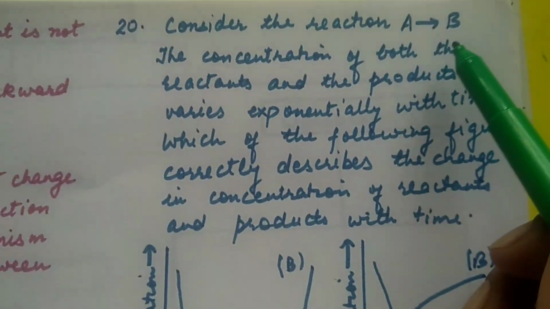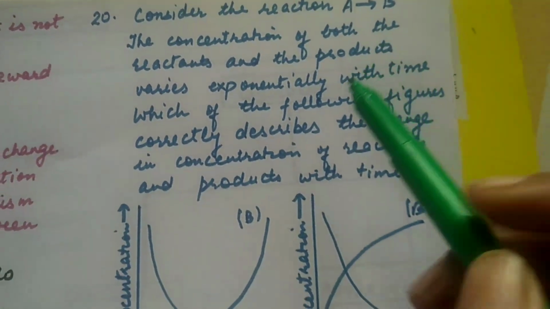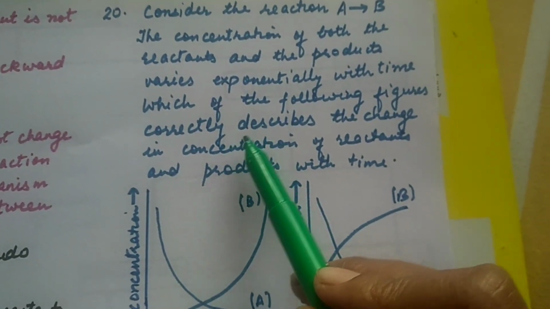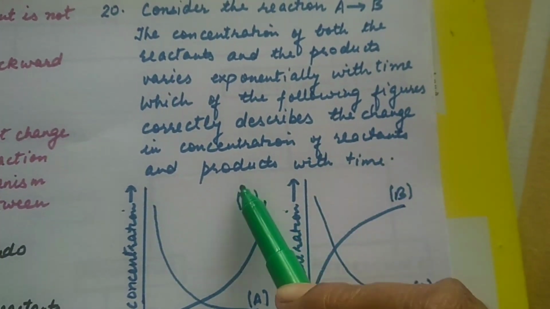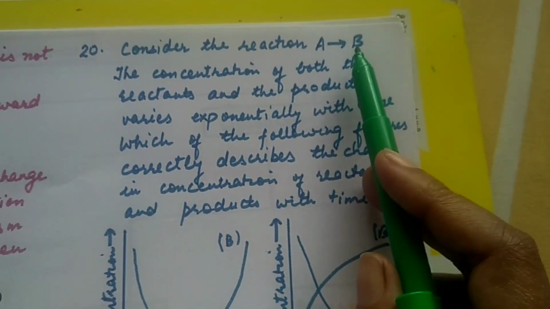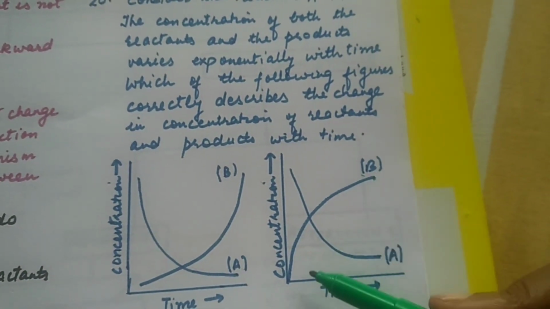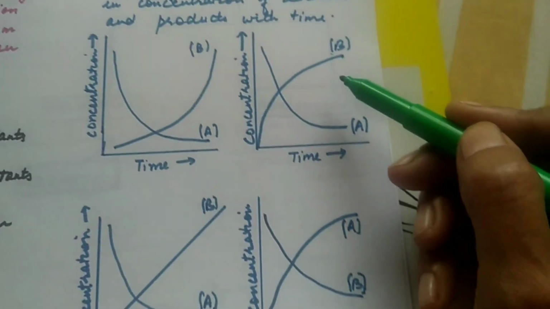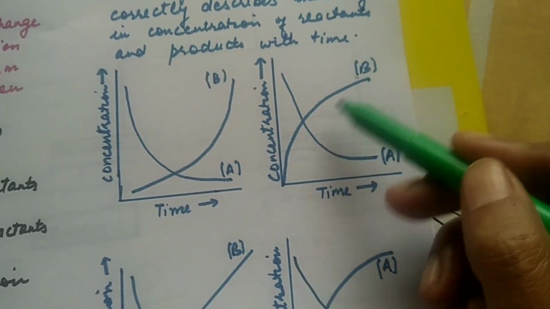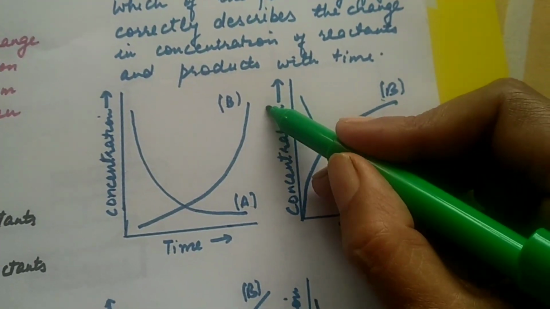Consider the reaction A gives B. The concentration of both reactant and products varies exponentially with time. Which of the following figures describes correctly the change in concentration of reactants and products with time? As B will be formed, the concentration of product will increase exponentially. So this should be the graph for B. This is the only option where B is rising exponentially. A should decrease. So option B is correct.